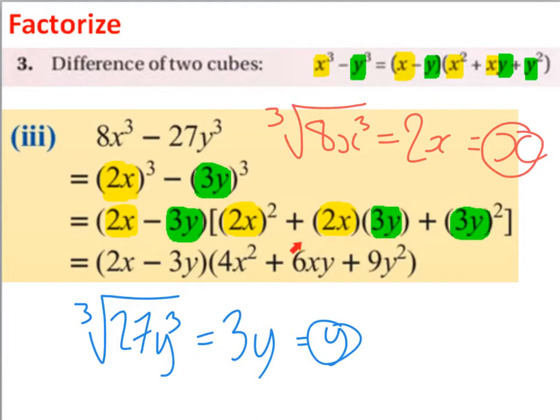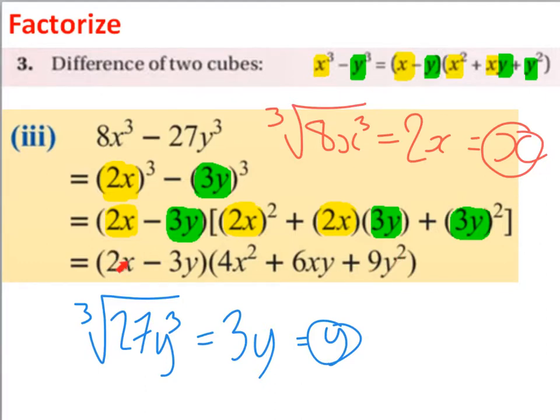2x times 3y is 6xy. And 3y to be squared is going to be 9y squared, because 3 squared is 9 and y squared is just y squared. So this is our final answer. We don't have to do anything else with it.